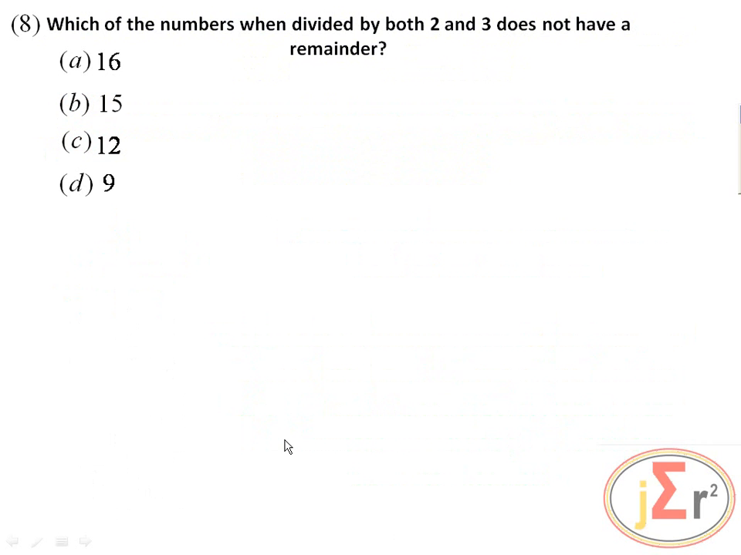Let us continue with number 8. Which of the numbers, when divided by both 2 and 3, does not have a remainder? It does not have a remainder. When you divide that number by 2, it does not have a remainder. When you divide it by 3, it does not have a remainder. 12 is the correct answer.